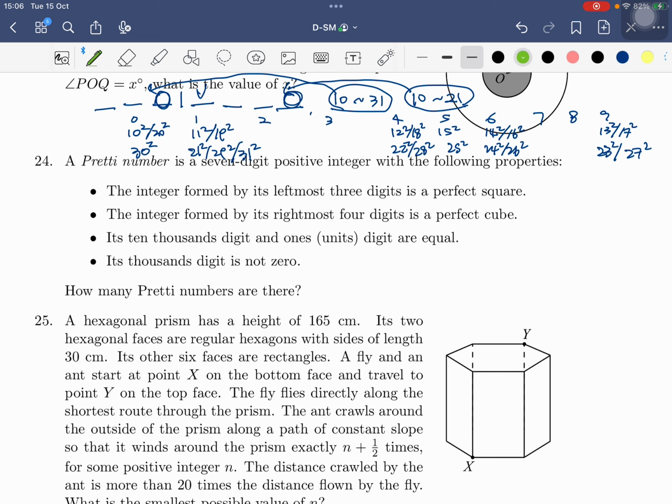So 10 cubed, 10, 10, 10, so 10 cubed. 11, 12, like 2, 2, 2, 8. And 13, 3, 3, 3, 7. 14, 4, 4, 4, 4.